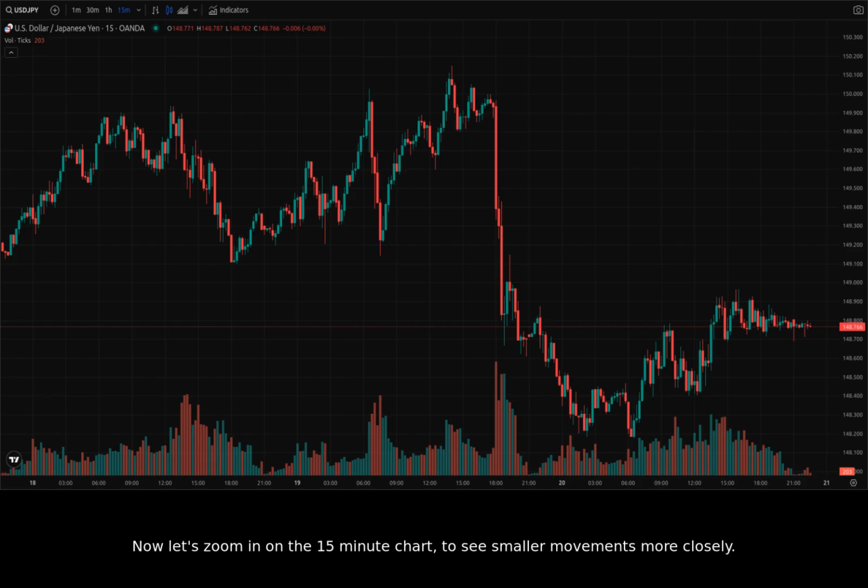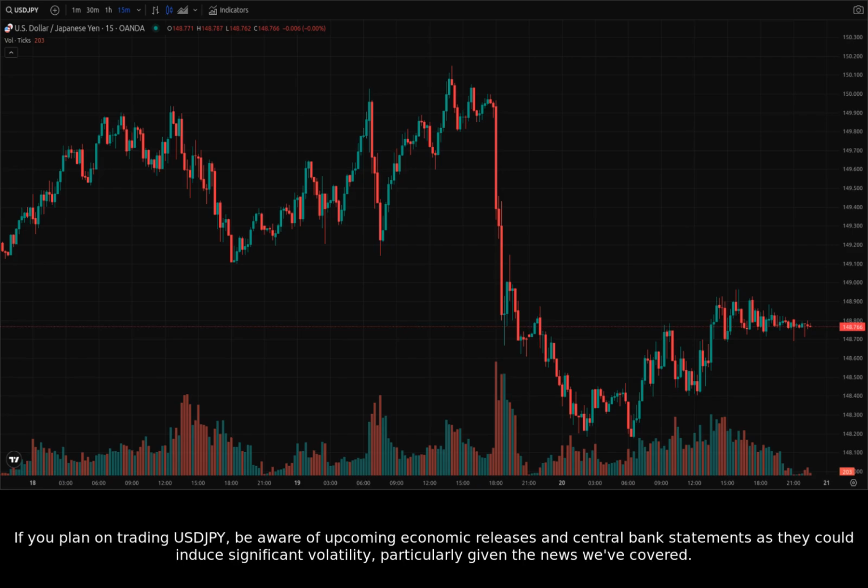Now let's zoom in on the 15-minute chart to see smaller movements more closely. The 15-minute chart gives us even finer details about recent price fluctuations. If you plan on trading USDJPY, be aware of upcoming economic releases and central bank statements as they could induce significant volatility, particularly given the news we've covered.